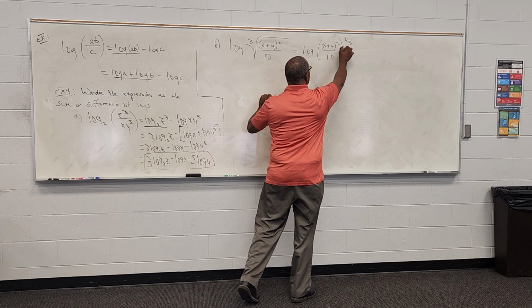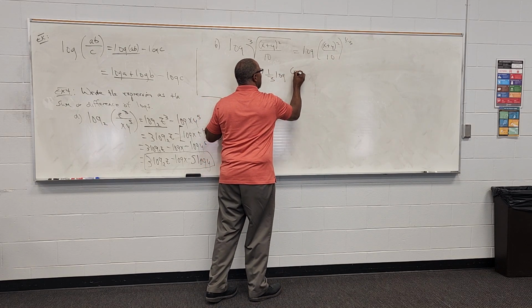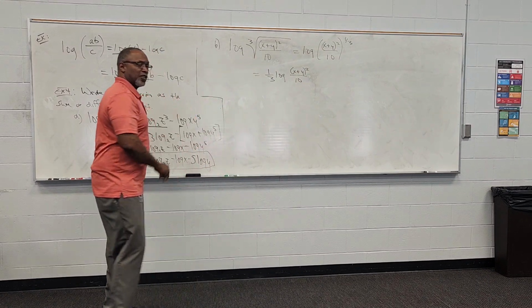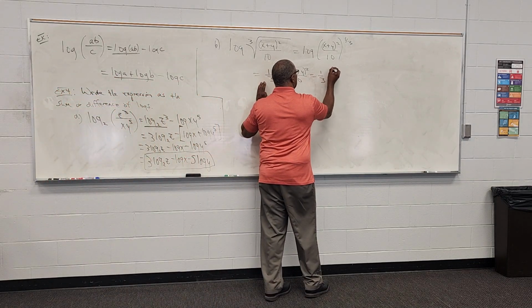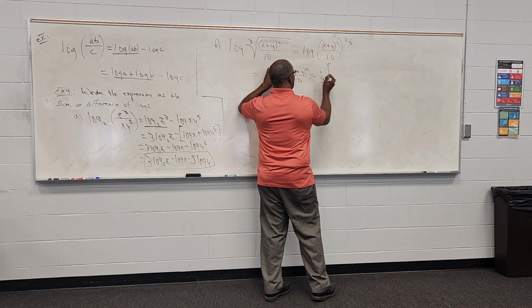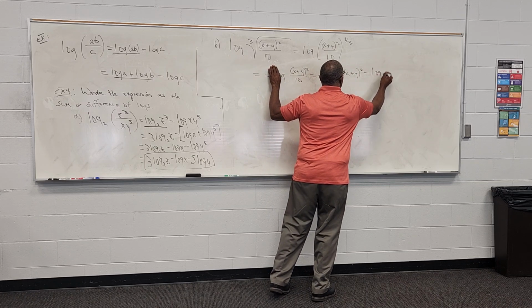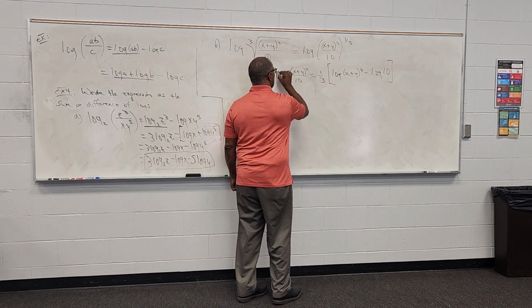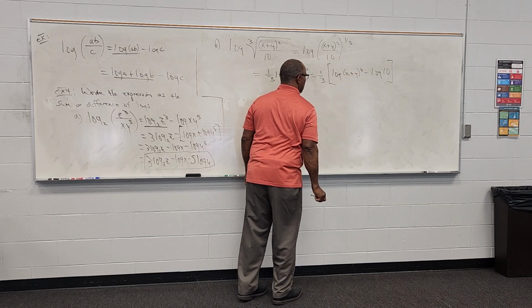Now I've got the log of something to a power, so I can use the power rule to write this as 1/3 log of x plus y squared over 10. That power comes down according to the power rule. Well, now I've got that power, 1/3. I'm going to not worry about that for now. I got the log of a quotient, so I'm going to use the quotient rule. So I get log of x plus y squared minus log of 10. I use the quotient rule on this step. Okay, the log of the quotient is the difference of the logs.